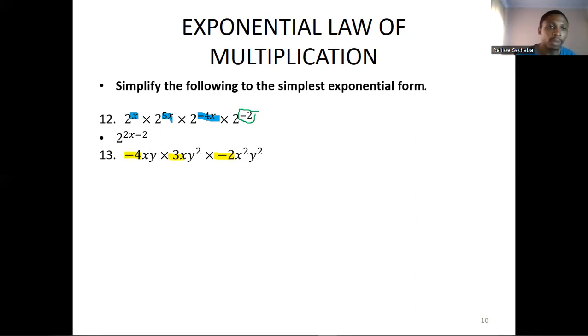And then you multiply the variable x. X to the exponent of 1 times x to the exponent of 1 times x to the exponent of 2. How much is that?